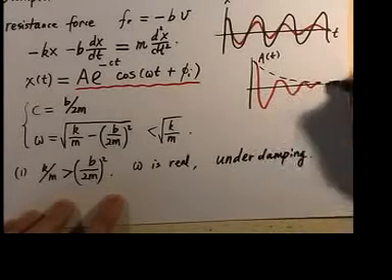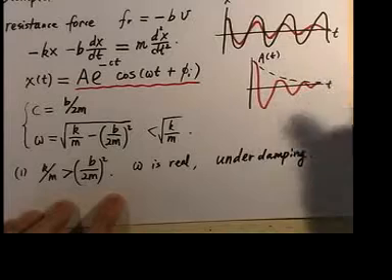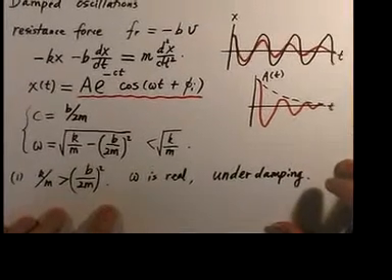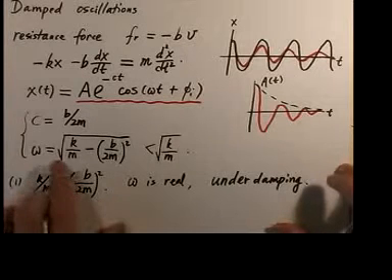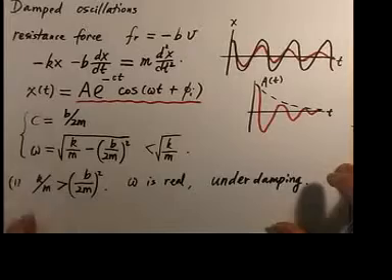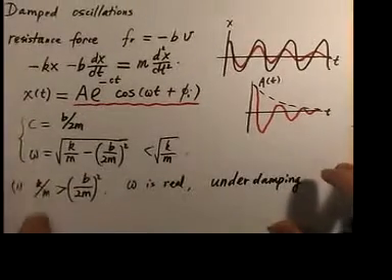You have an oscillation, even though the amplitude does decrease with time. Okay, that's the first situation. Now the second situation is when k over m equals the second term. Okay, so let's write that down as well.